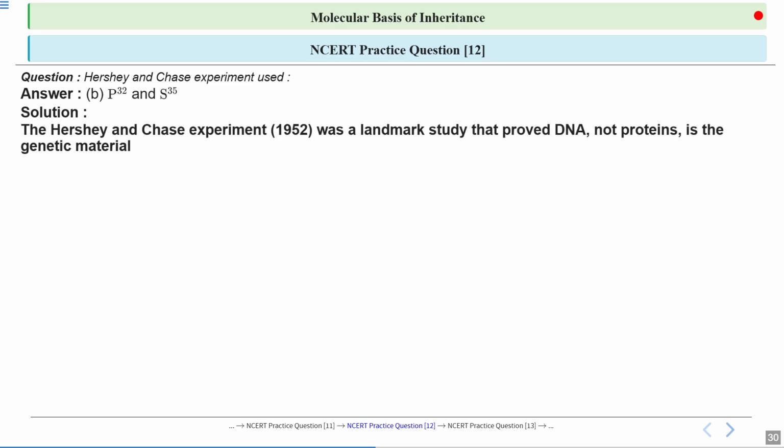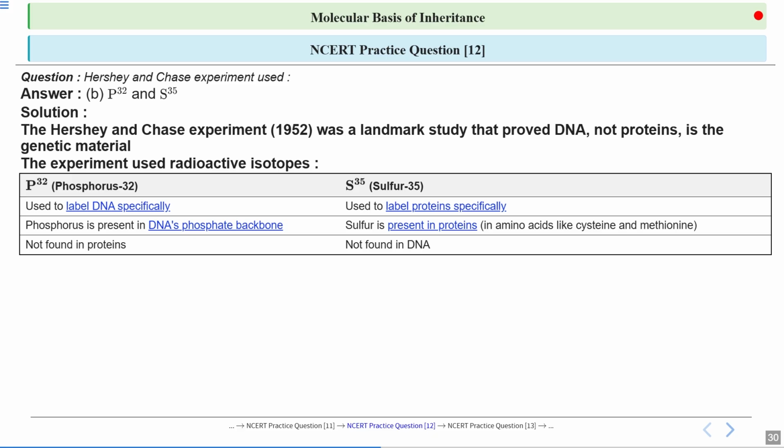The Hershey and Chase experiment was a landmark study that proved DNA is the genetic material, not proteins. In this experiment, radioactive isotopes were used. P32 is phosphorus 32, S35 is sulfur 35. P32 will label the DNA because DNA consists of the phosphate group. The DNA backbone is made up of sugar and phosphate. S35 will label the proteins because proteins are made up of amino acids, and some amino acids contain sulfur, like cysteine and methionine.